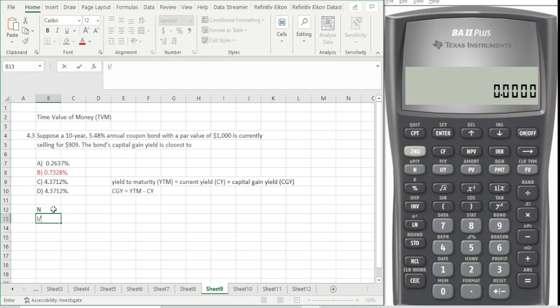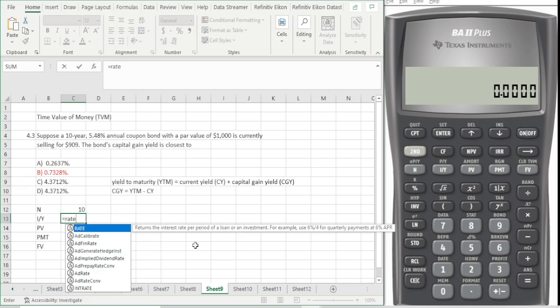Collect information. Number of years, 10. Interest rate, we do not know. This is our present value. We put in a negative sign. Negative means cash outflow. Coupon payment, par value times 5.48%. Enter. Par value 1000.